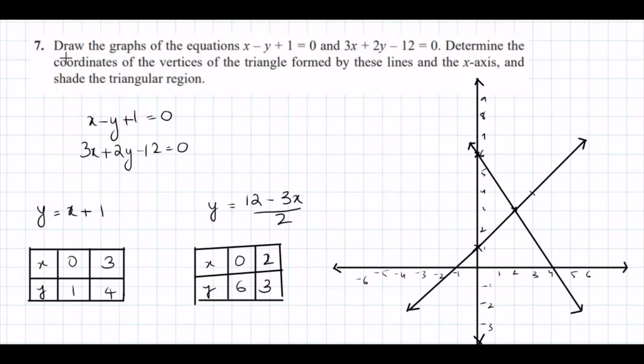So the seventh question is, draw the graphs of the equation x minus y plus 1 equal to 0 and 3x plus 2y minus 12 equal to 0. Determine the coordinates of the vertices of the triangle formed by these lines and the x-axis and shade the triangular region. That is, two linear equations are given here, that is x minus y plus 1 equal to 0 and 3x plus 2y minus 12 equal to 0.